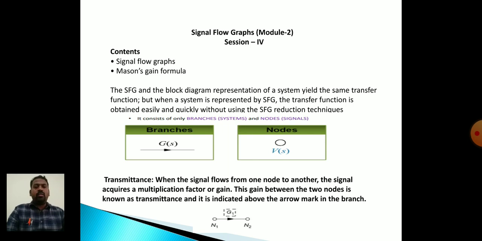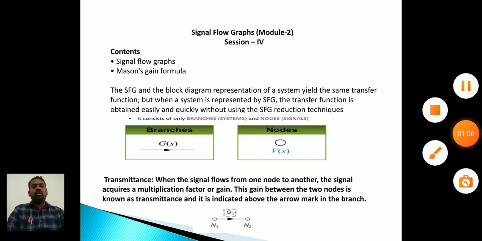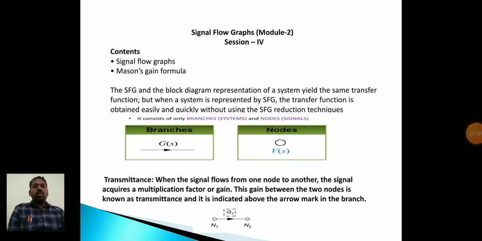So here, in case of signal flow graph, it is the modified form of block diagram, having the pictorial representation in which the components are connected with one another using nodes and branches, and from one node to another node how the signals are flowing, that you can see here. The signal flow graph and the block diagram representation of a system yield the same transfer function. By using both methods you can have the same transfer function, there is no doubt, but the approaches are different.